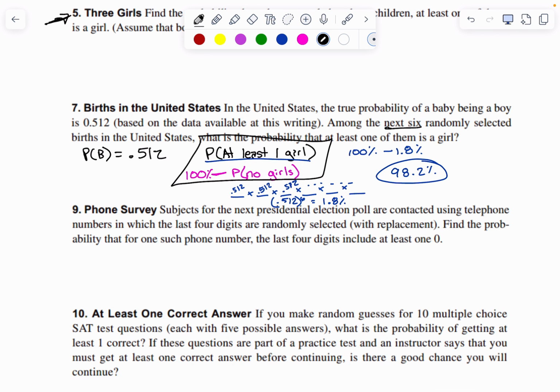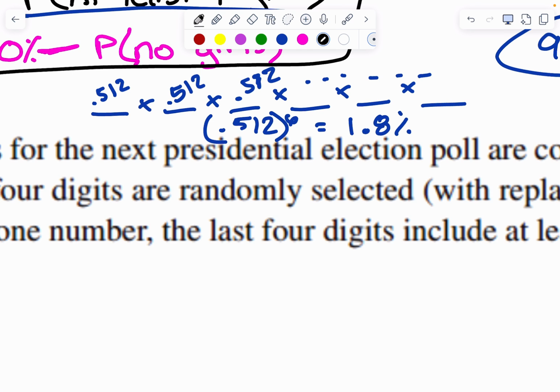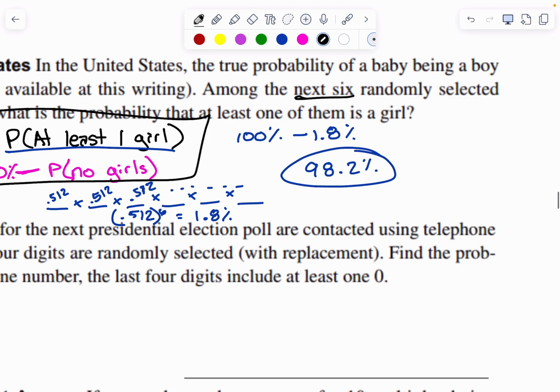So I do the probability of no girls, 0.5 to the 6th power. Do we see why it's to the 6th power? Because we're talking 6 girls, right? My chances, if I have 6 children, of getting at least one girl is 98.2%.